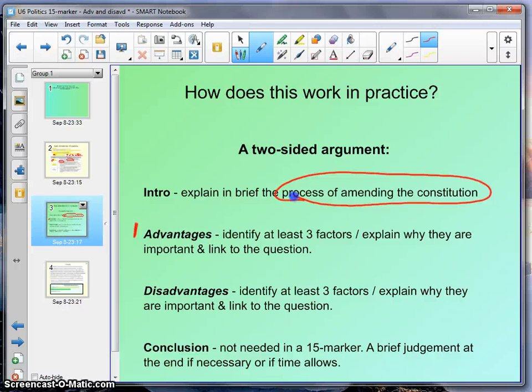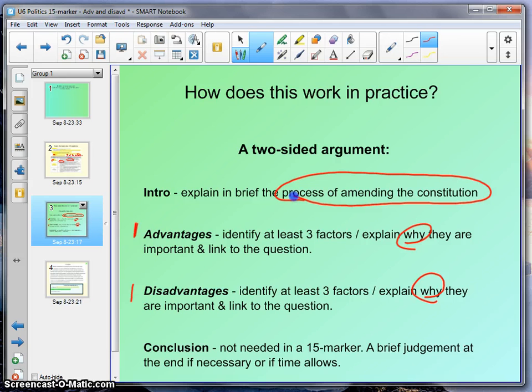It's not a matter of info dumping. Here's everything I remember about the Constitution. That won't get you very many marks at all, but it's explaining why each of these becomes an advantage. Then you have a paragraph on disadvantage, identifying these three factors again and explaining again why they are important and linking that to the question. It's not a matter of info dumping again.